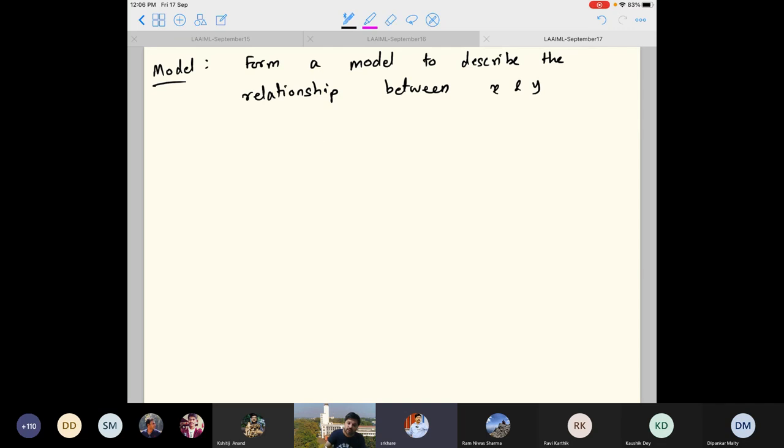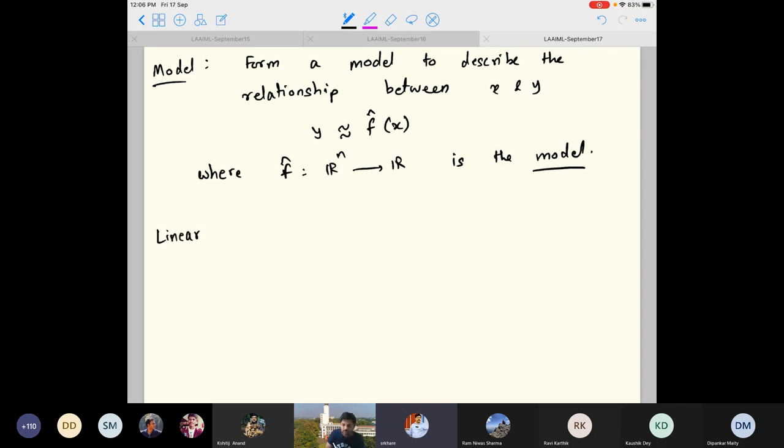I will have this particular model. So I will say y is approximately equal to f hat x. This f hat is actually the model, where f hat from Rn to R is the function. This particular function will be called the model. And what is the objective? The objective is that we want to find that model. What are the types of models that we can look at? The model that we will focus on is the linear in parameters model.